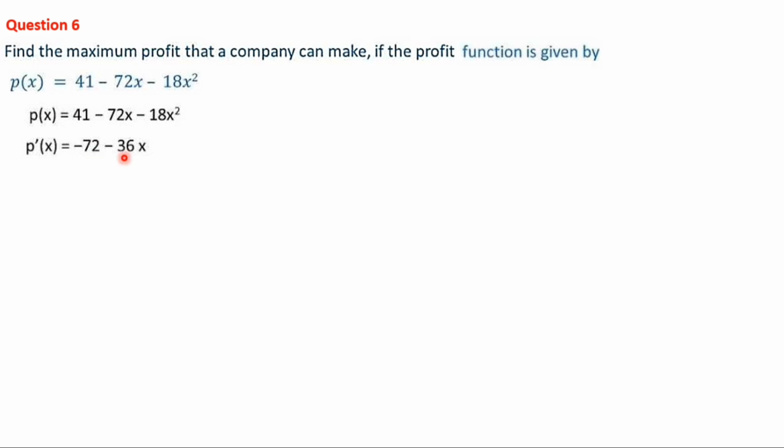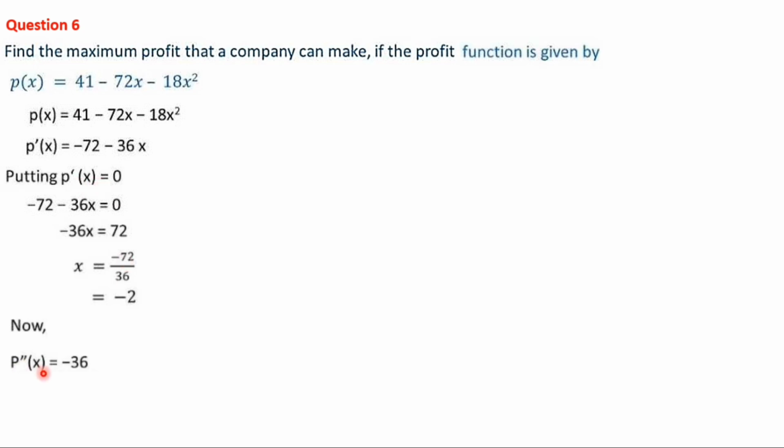As per the rule we have learned, we have to equate it with 0. That is minus 72 minus 36x is equal to 0. Minus 36x is equal to minus 72. We can bring it to the right side, it comes as plus 72. So x is equal to minus 72 by 36. That comes as minus 2. X is equal to minus 2 we have got, that is when we equate p dash x is equal to 0.